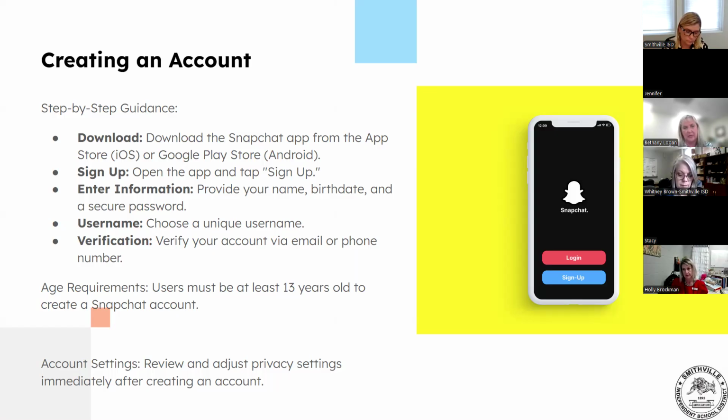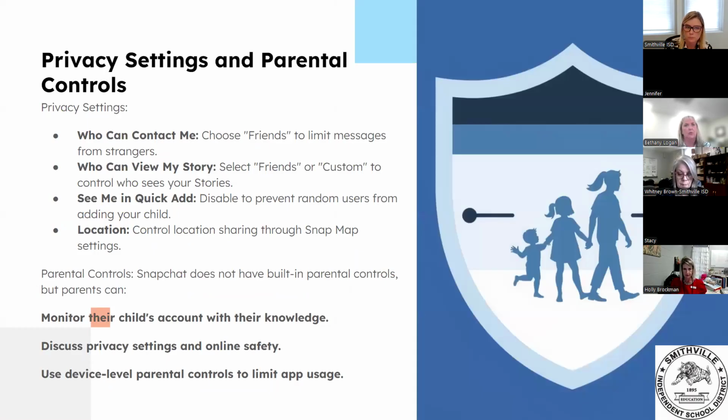Once you set up your account, it will prompt you for privacy settings. And so we're going to talk a little bit about those pieces. So in the privacy settings, you can say who can contact you, whether it's friends and you want to limit messages from strangers, or you can go the full gamut and be open to everybody on Snapchat.